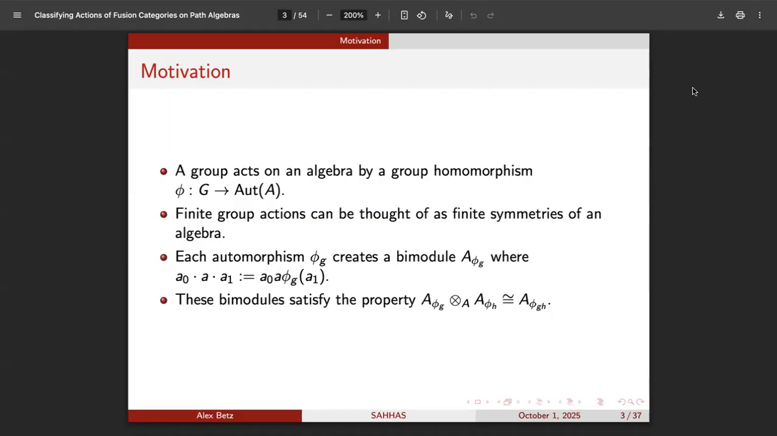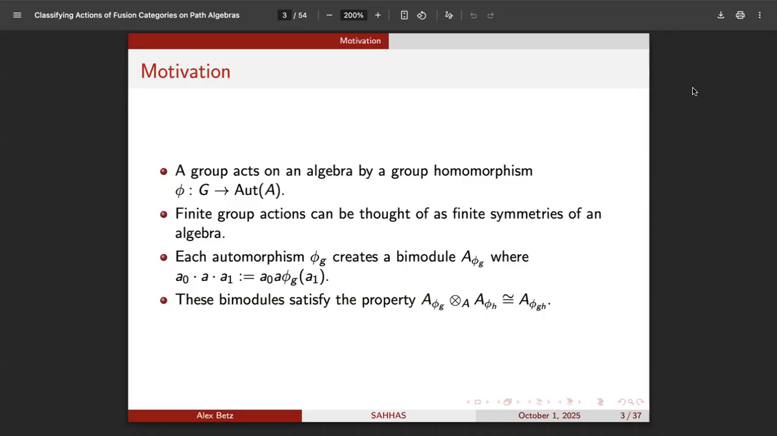And what we can do is, for each of those automorphisms, you can create a bimodule, right? A bimodule where we have a left-right action of the algebra, where the left action is just left multiplication, and the right action we just twist by the automorphism and then multiply by that A1. And these bimodules satisfy this property that if we take their relative tensor product, it's somehow like composing the automorphisms in some sense. And so this is somehow a group action on an algebra inducing some sort of association of each group element with some bimodule.